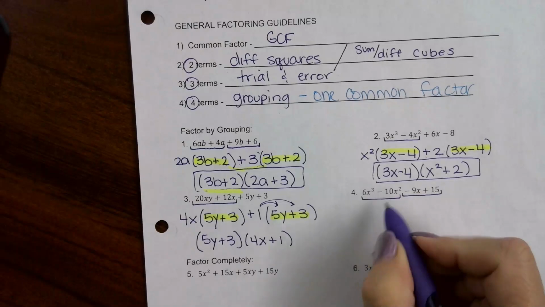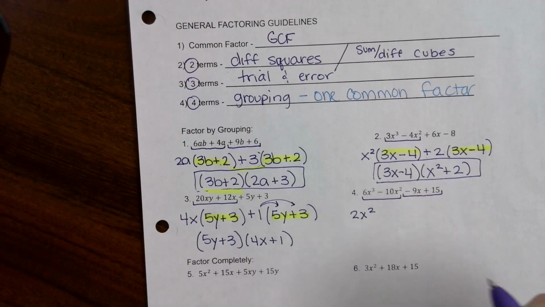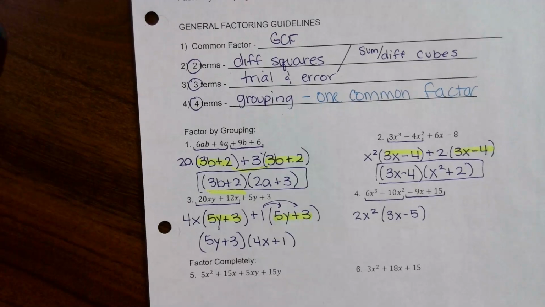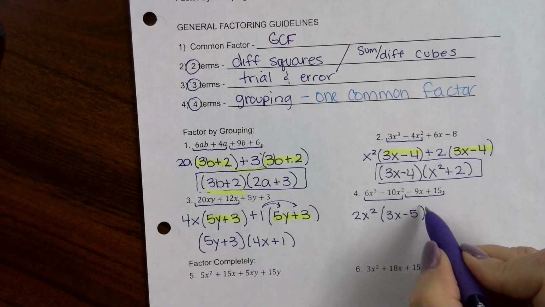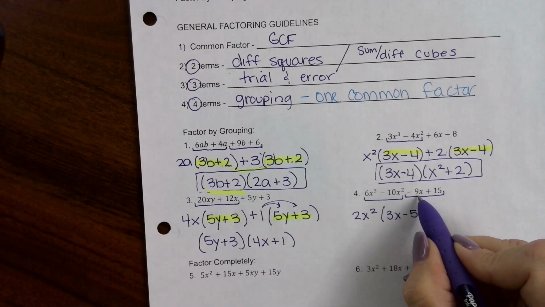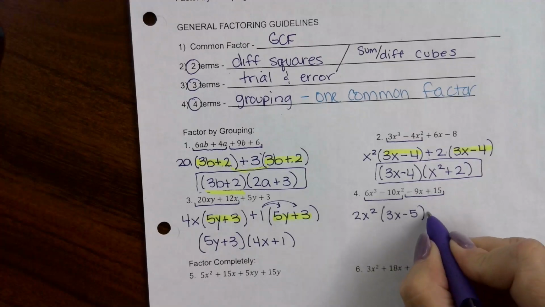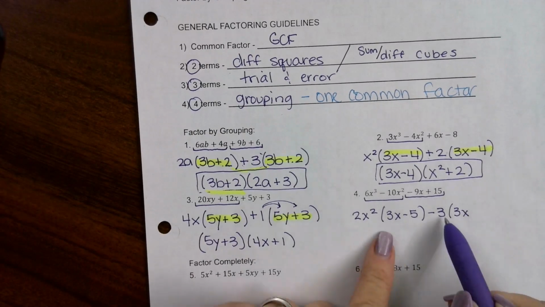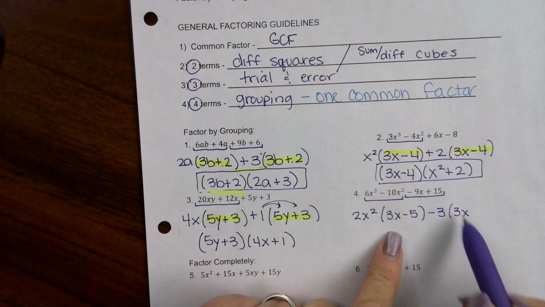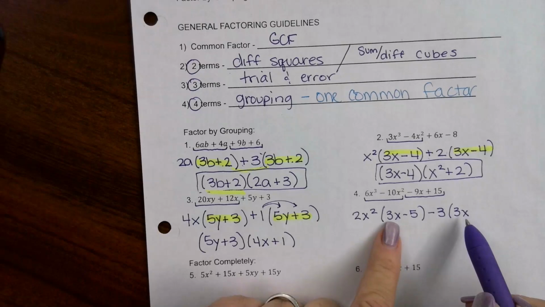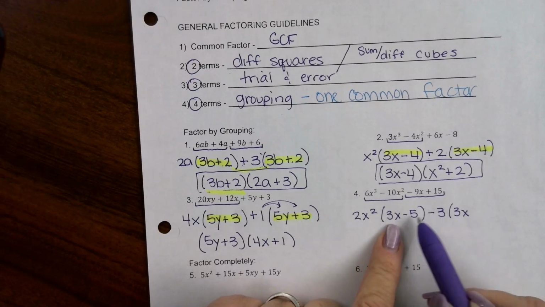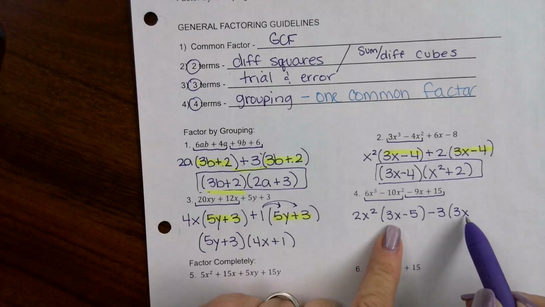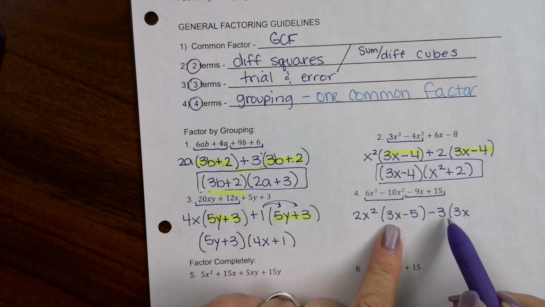So let's look at this last one. So my first two terms, I can pull out a 2x squared. Okay, now over here, I know I can pull out just a 3. So if I pull out a negative 3, then what I'm left with is 3x. Now, the reason I knew to pull out a negative 3 here is because I wanted this to be a positive 3x, because this is a positive 3x. Remember, I need these two terms to match. So if I would have only pulled out a 3, then I would have negative 3x on the inside, and they wouldn't have matched. So I pull out a negative 3.